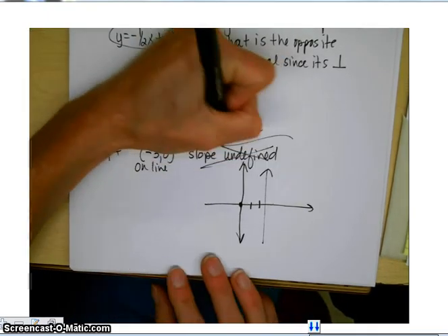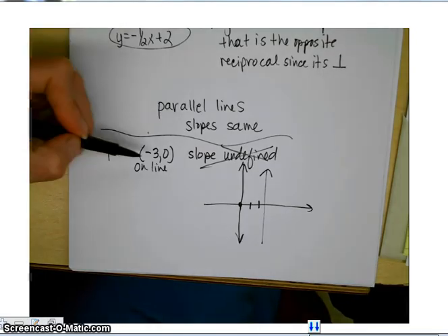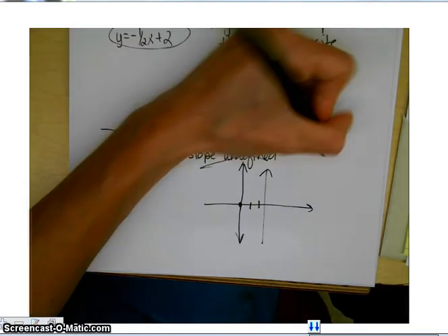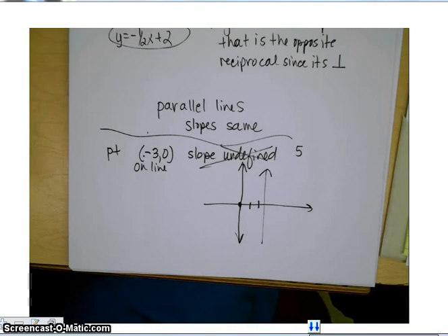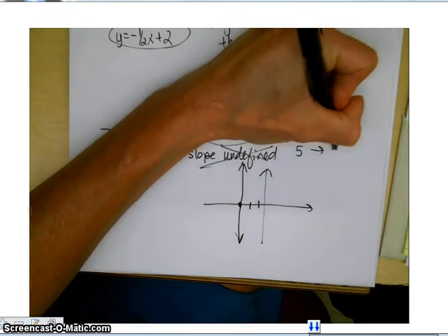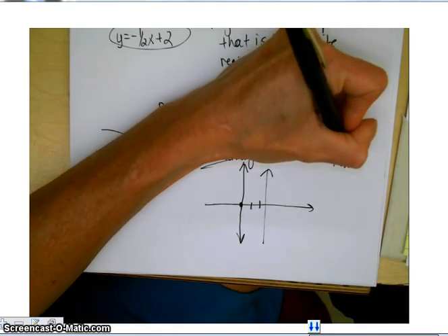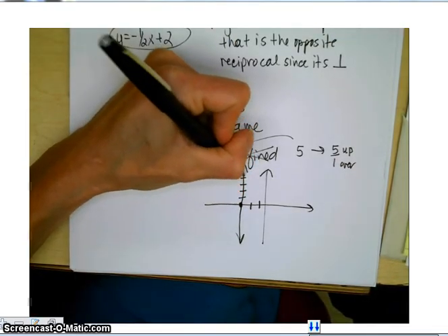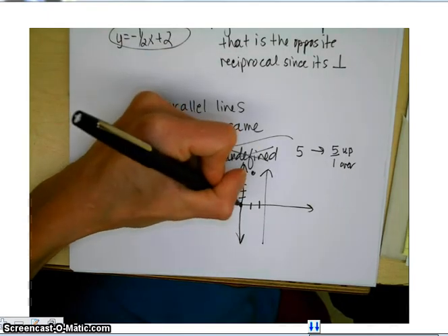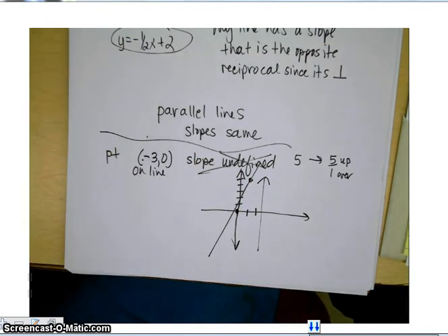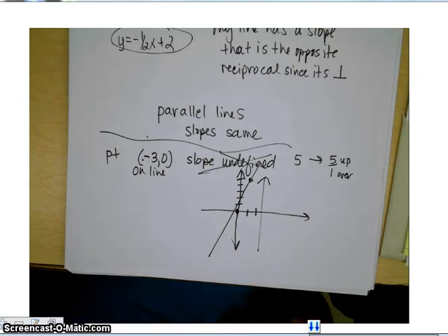So what if, okay, slope's not undefined now. Now it goes through the point 0, -3, and the slope is 5. Up 5 over 1. Good. 5 equates to up 5 over 1. So up 1, 2, 3, 4, 5 over 1. So start at that point, go up 5 over 1. Hey, there's that line. So that's how you'd graph.